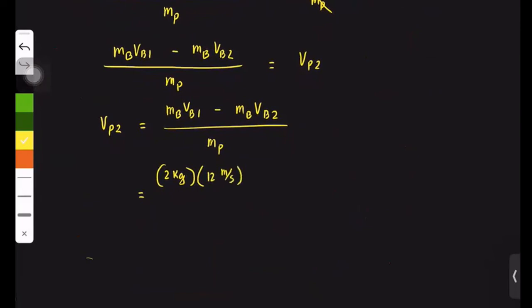Remember that if velocity is based on direction, therefore the momentum should also have direction. That's why we try to say if it's moving to the right or moving to the left. Since in this example the ball is moving to the right side of your screen, it is positive 12, minus MB, which is the mass of your ball, still 2 kilograms, multiplied by VB2, the velocity of the ball after the collision.